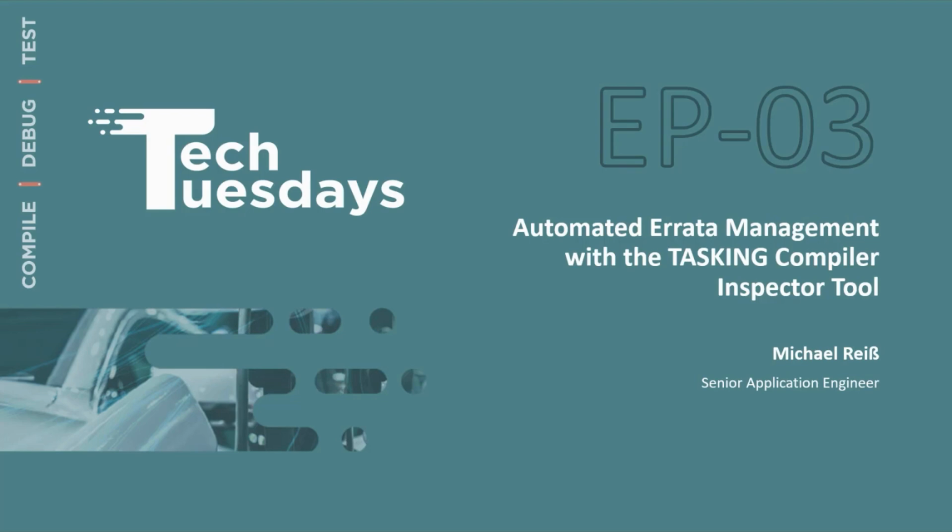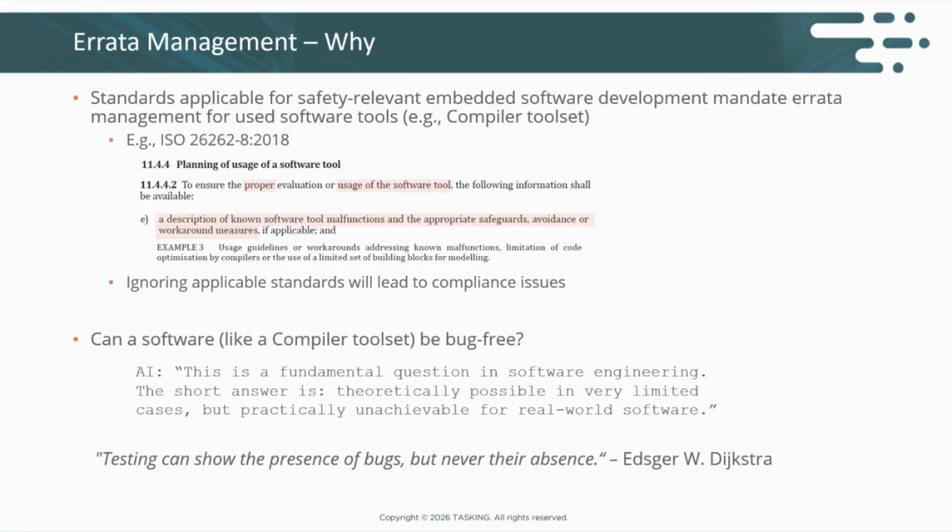Today, I will be walking through automated errata management with the Tasking Compiler Inspector tool. By the end of this session, you will know why errata management needs to be considered in projects, how Tasking supports you in the errata management activities, and how to use the Tasking Inspector to efficiently implement errata management in your projects. Let's start with the general question: why errata management needs to be considered in safety-relevant embedded software projects.